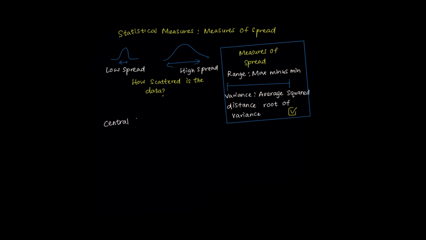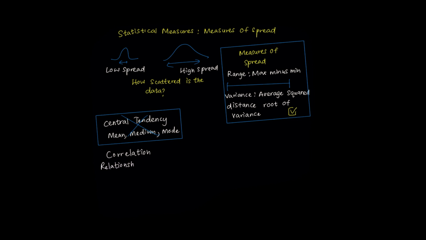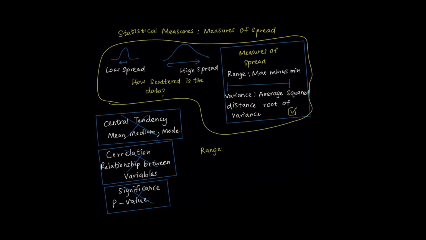Measures of central tendency are different, including mean, median, and mode, which identify the center or typical value of a dataset rather than describing spread. Measures of correlation assess relationships between two variables, not the dispersion of a single dataset. Measures of significance like p-values determine if results are statistically meaningful, not how data is distributed. Understanding both central tendency and spread gives you a complete picture of your data's distribution.